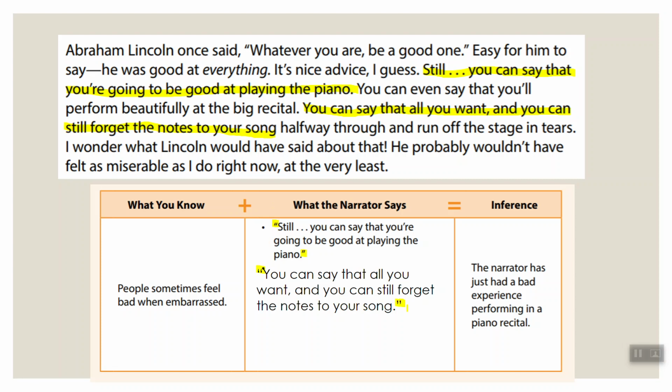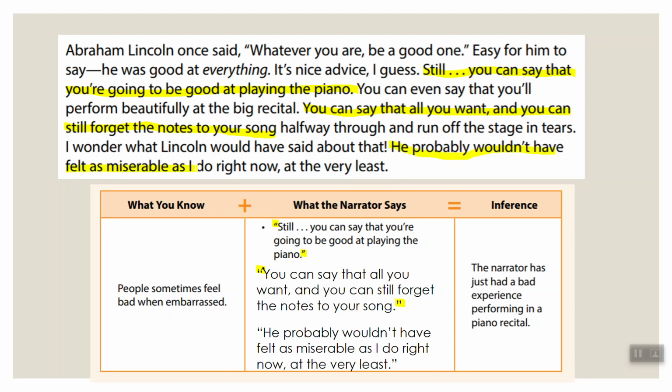Is there anything else that the narrator says to help us make an inference about the narrator? He says he "probably wouldn't have felt as miserable as I do right now." Again, we add that to our place where we keep our textual evidence. There are quotation marks to say, hey, these words came from the text. Everything in between the quotation marks came straight from the text. So, what do we know? We know that people sometimes feel bad when they're embarrassed.